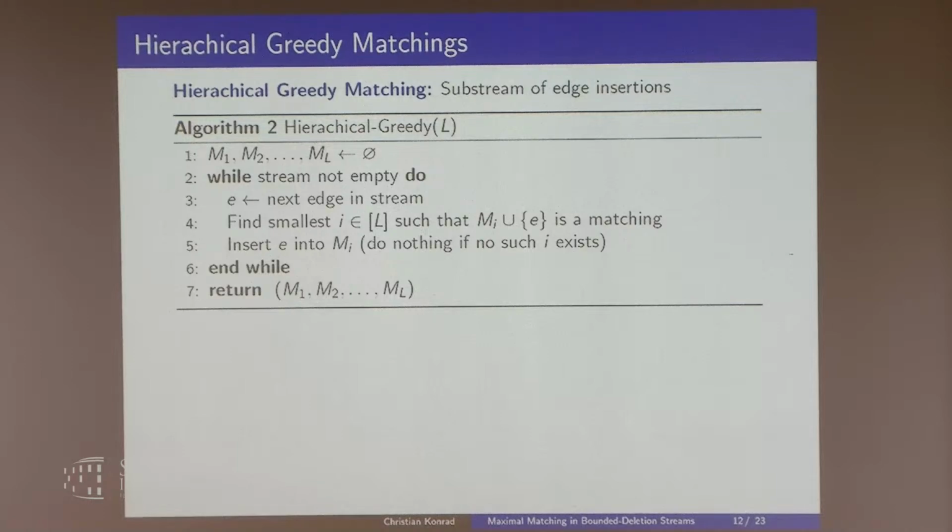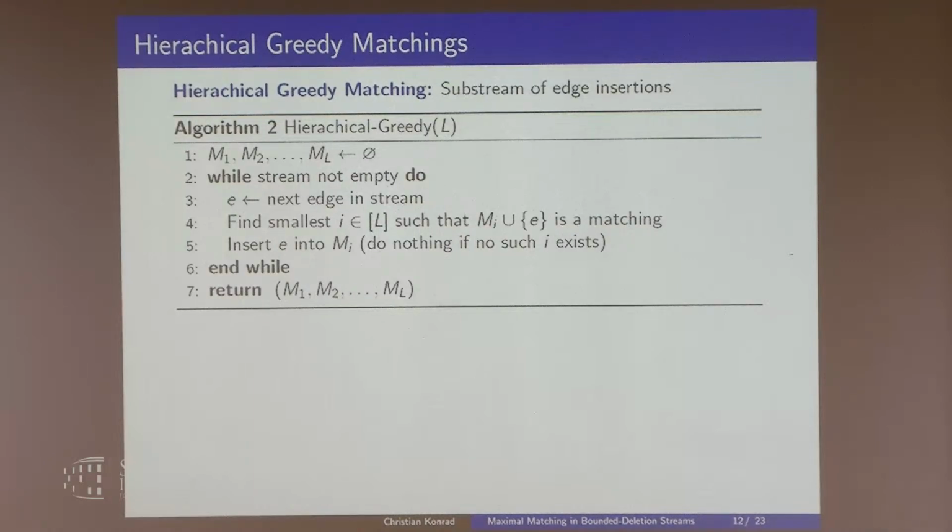We go through the stream and we try to insert every incoming edge. First, we try to insert it into M1. If it doesn't work, we try M2. If it doesn't work, we go to M3 and so on. And if we can't insert it into any of the M1 to ML, we just discard the edge. We don't store the edge. So this builds a sort of hierarchy of matchings.